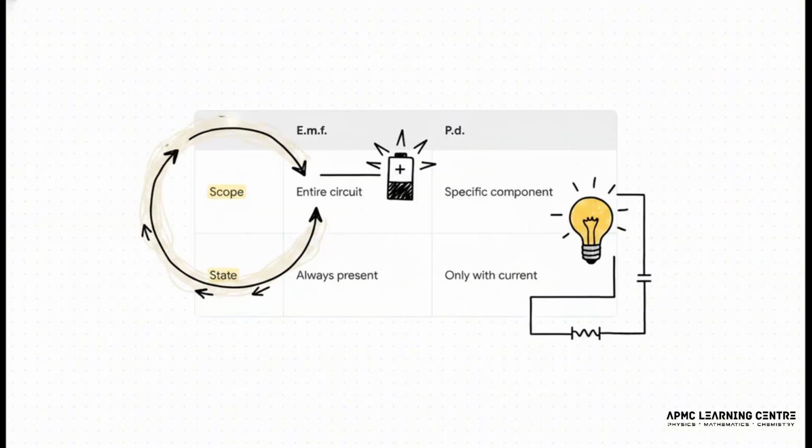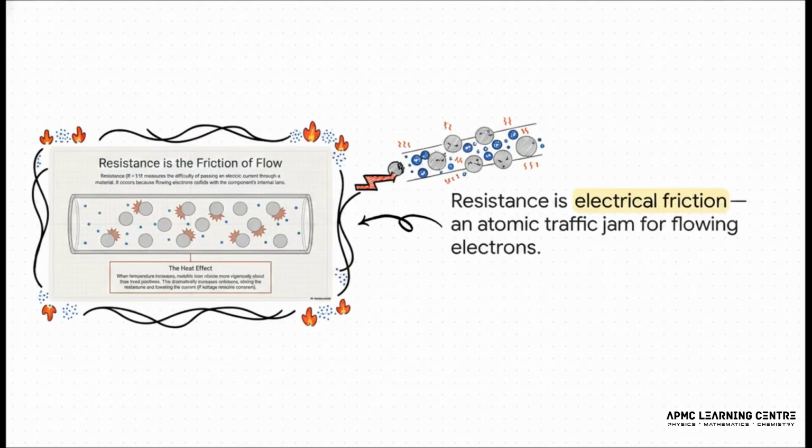Okay, so let's just boil this down to make it super clear. The key difference here is the scope. See, EMF is about the energy for the entire complete circuit, the whole trip. Potential difference, on the other hand, is just about the energy used by one specific component, like a single stop on that trip. The analogy is perfect. EMF is the total budget you have for your vacation, and PD is how much you spend on dinner one night.